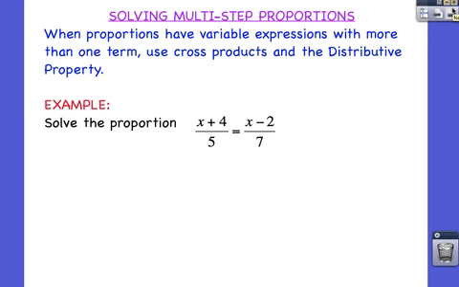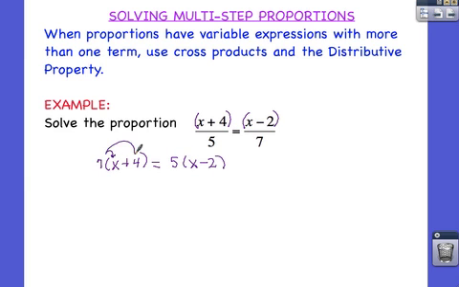Now let's practice solving multi-step proportions. When proportions have variable expressions with more than one term, use cross products and the distributive property. So for example, if we're solving the proportion x plus 4 over 5 equals x minus 2 over 7, we're going to be multiplying 7 times x plus 4, but it's this entire quantity. So 7 times x plus 4 equals 5 times the quantity x minus 2.